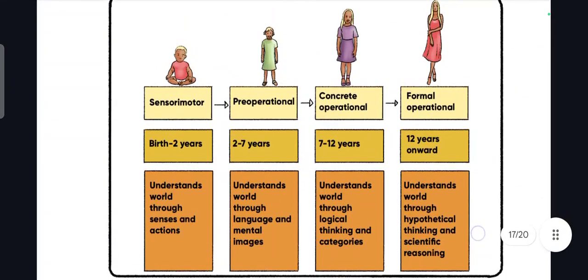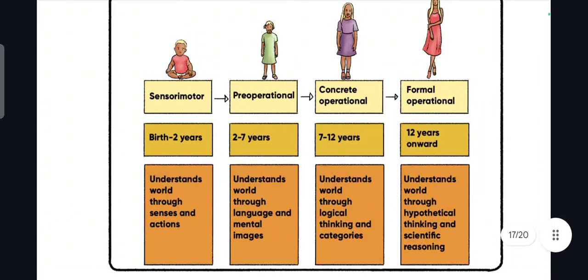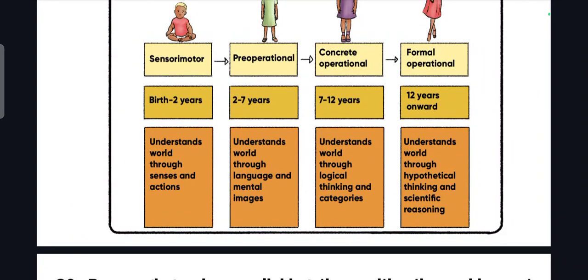Once again, there are 4 stages: sensory motor stage, pre-operational stage, concrete operational stage, and formal operational stage. Sensory motor, birth to 2 years; pre-operational, 2 to 7 years; concrete operational, 7 to 11 or 12 years; and 12 years onwards, formal operational stage. And the specific characteristics related to each of these stages are very important.